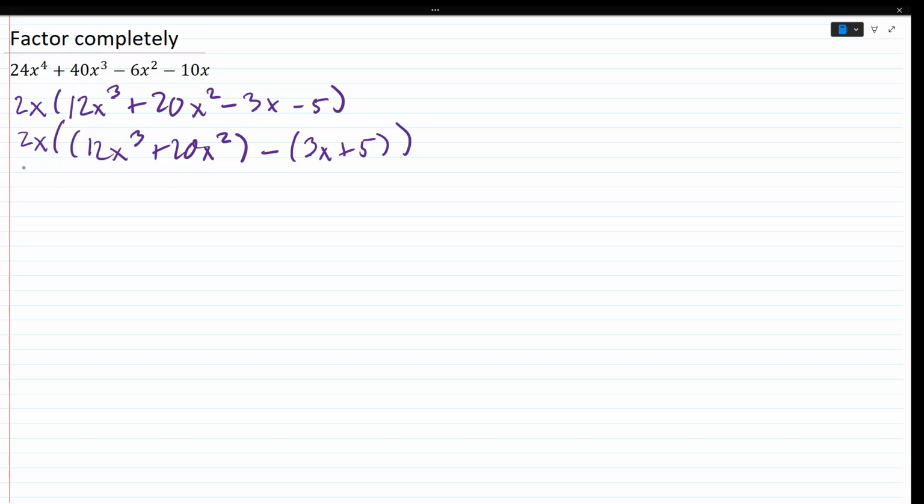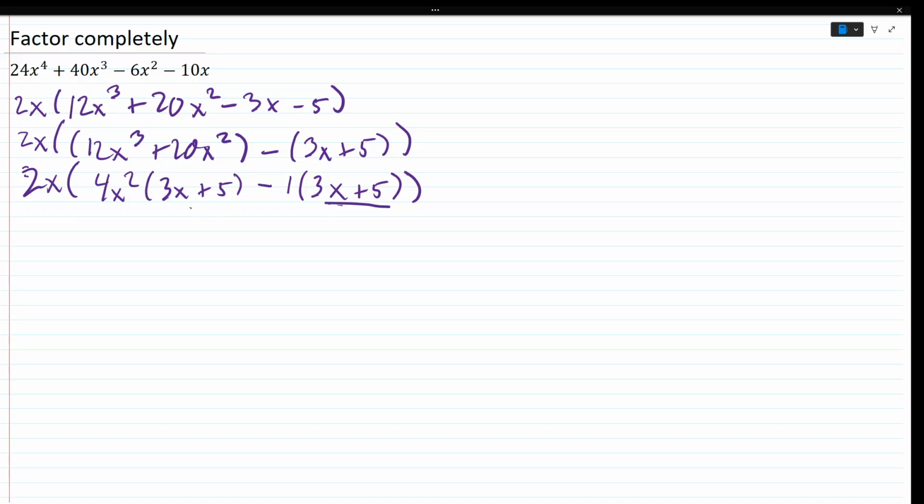Then you look at each pair. Can you factor out a GCF from each pair? From that 12x cubed plus 20x squared, we could factor out 4x squared, and we'd have left over 3x plus 5. Now, if you notice, that's what's inside the parentheses of the second one, and you can't factor out anything more from that 3x plus 5, but we could still put a 1 in front of that parentheses. So we'd have minus 1 times the quantity 3x plus 5.